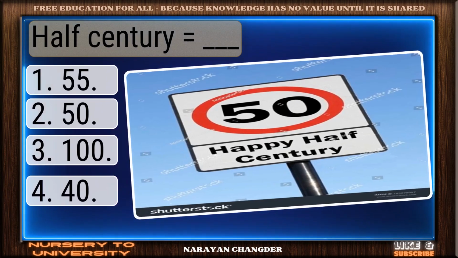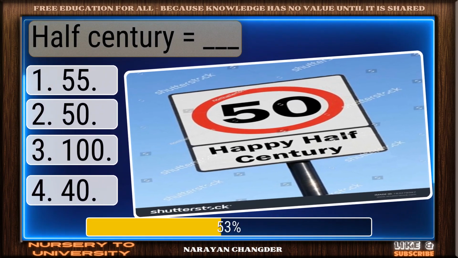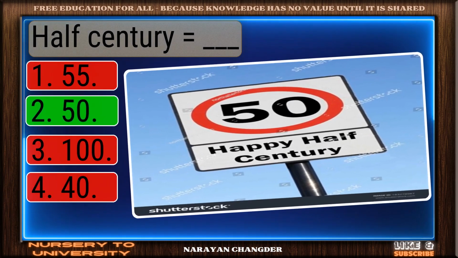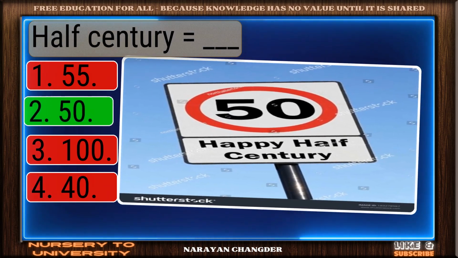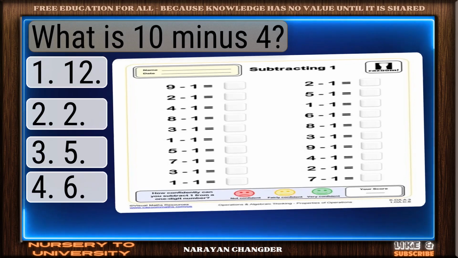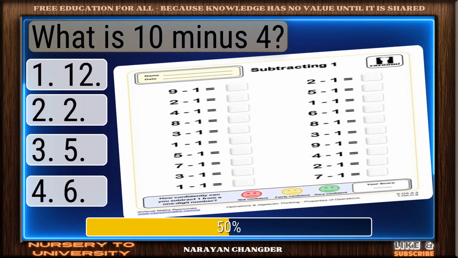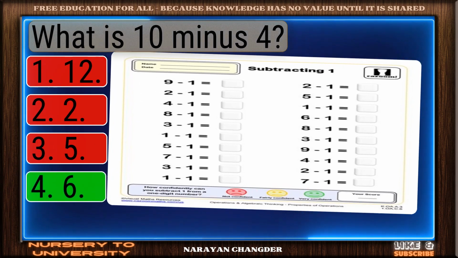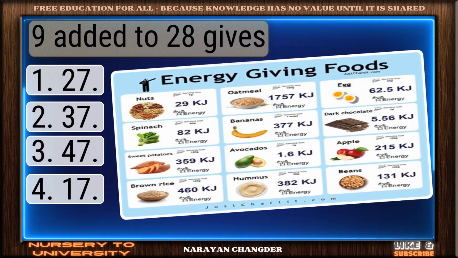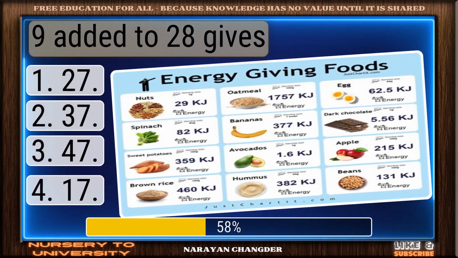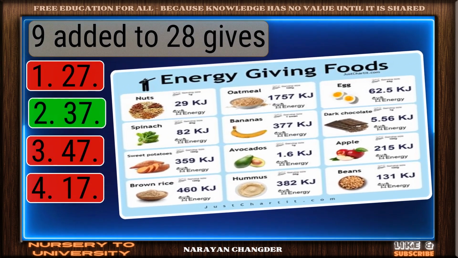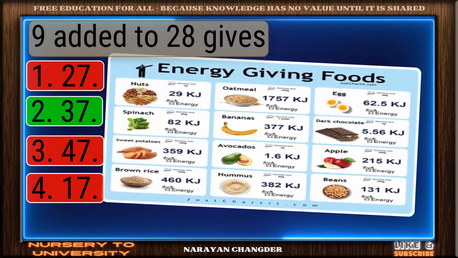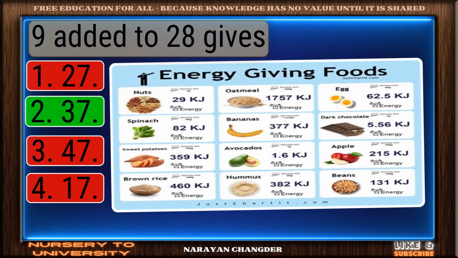Half century equal to dash. Good job. Your answer 50 works well here. What is 10 minus 4? Well done. 6 is the right choice. 9 added to 28 gives? Correct response. 37 is the most accurate answer.